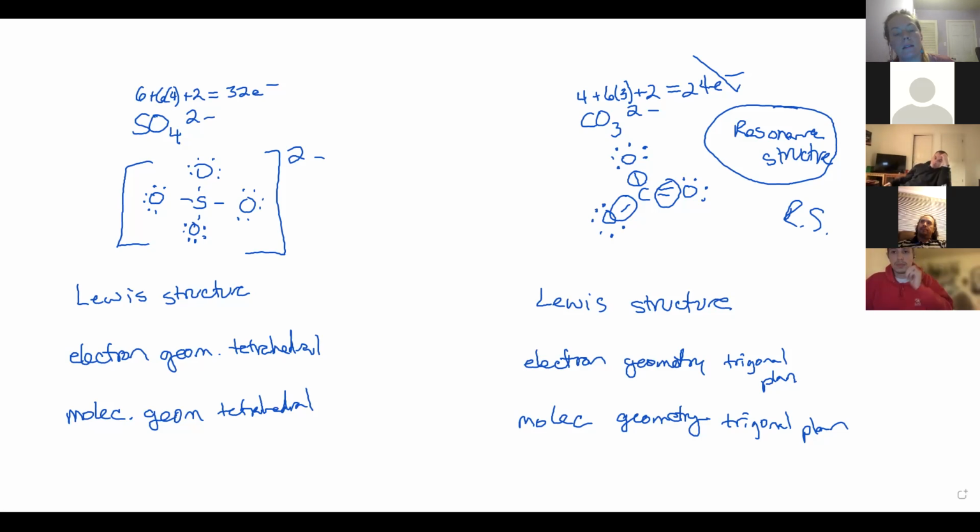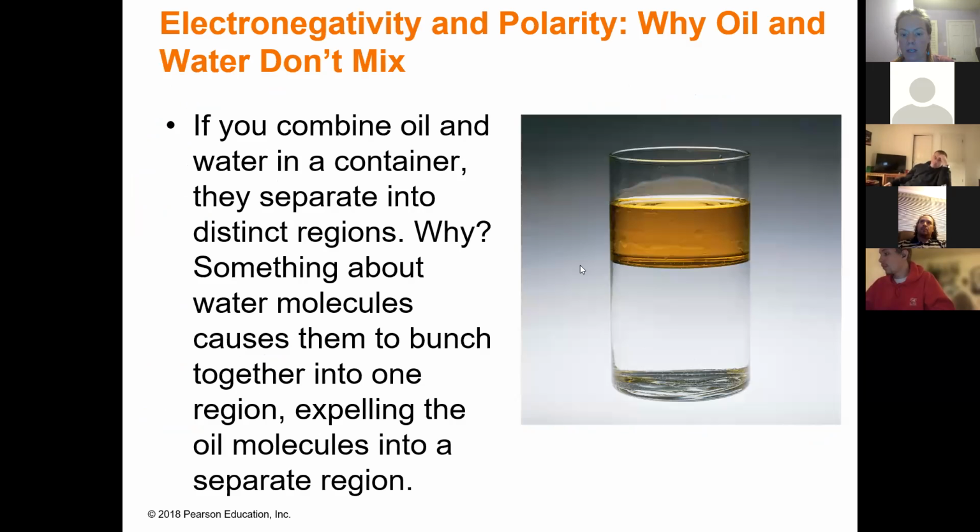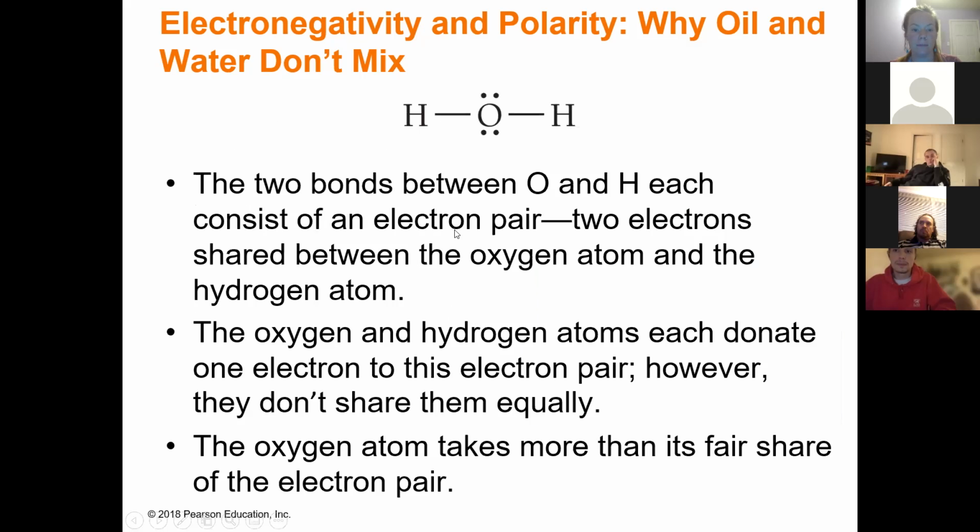All right, the last bit of this is talking about electronegativity and polarity, which relates to why oil and water don't mix. And there's a reason, and it actually has to do with all this molecule stuff that we've been talking about. The water has this tendency to want to push out or expel the oil. Why is that the case?